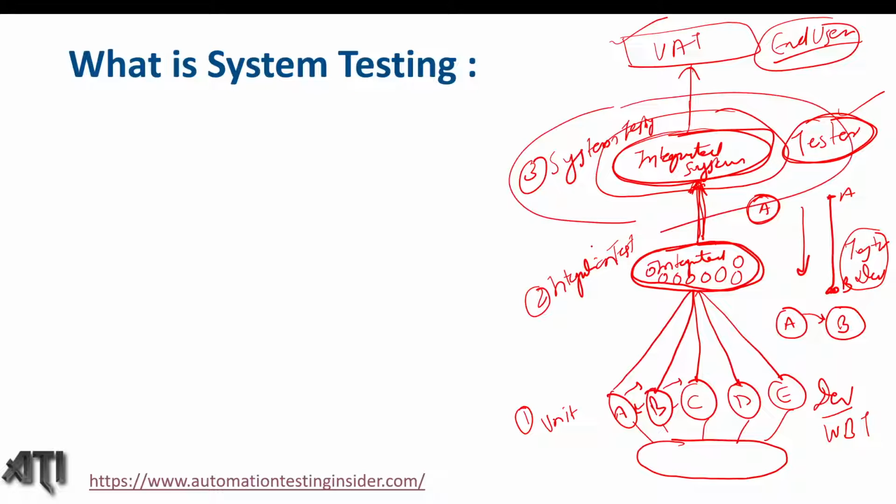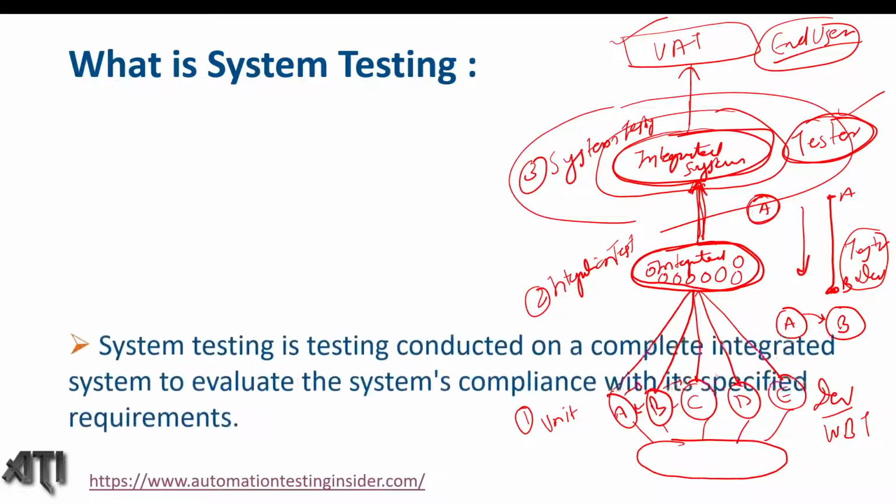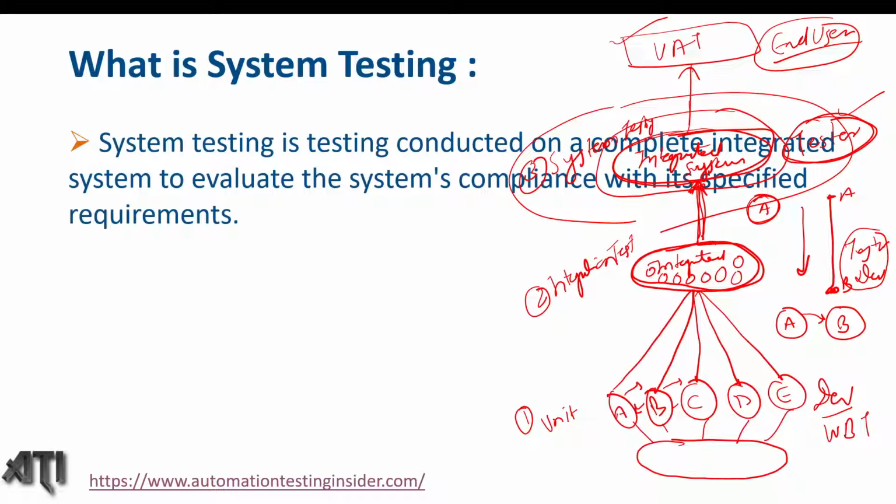So now let's talk about some of the theoretical stuff about system testing. System testing is testing conducted on a complete integrated system to evaluate the system's compliance with its specified requirements. Whatever requirements we got from the customer, we have created the system test plan, which we have already spoken about as part of the verification and validation model. As part of whatever requirements we have captured, we test whether all the functionality is working perfectly fine or not. And we check the functional as well as non-functional aspects of the system.